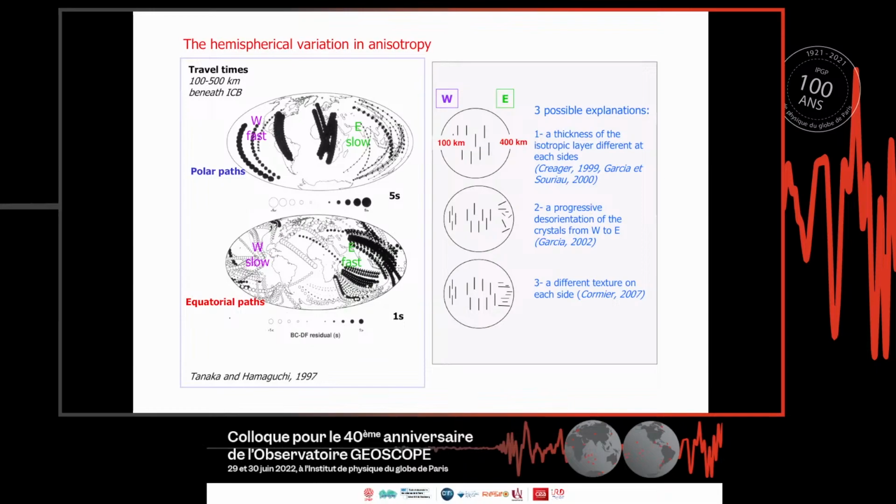It could be due to, for example, different thickness of the isotropic layer, or to some disorientation of the crystals, or to different texture, which could be, for example, difficult to detect with waves which are parallel to the surface. But this has still to be modeled.